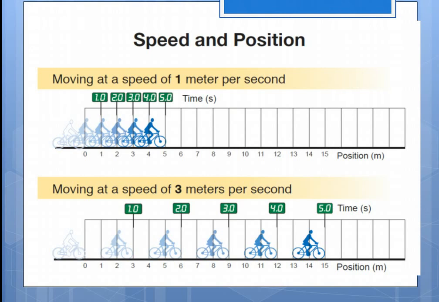So you can see, here's the starting line. And then at 1 meter, it's been 1 second. At 2 meters, it's been 2 seconds. 3 meters, 3 seconds. 4 meters, 4 seconds. 5 meters, 5 seconds. So that one's pretty easy to understand.